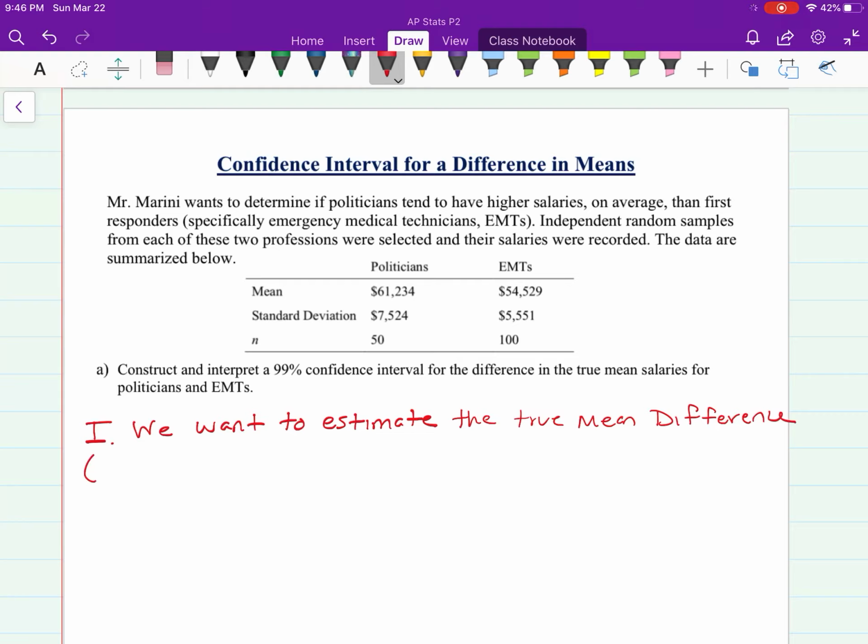And I'm going to go ahead and write down that we're going to be doing the difference mu1 minus mu2. You can label those differently. You could say mu p for politicians and mu e for EMTs. I'm going to use 1 and 2 just because I want to get you exposed to other ways of doing this. And we want to make sure we have context.